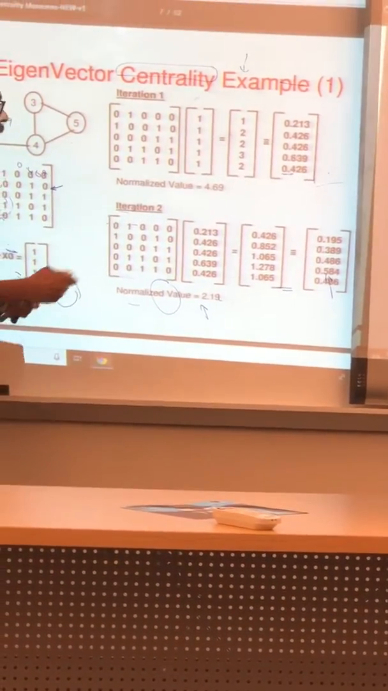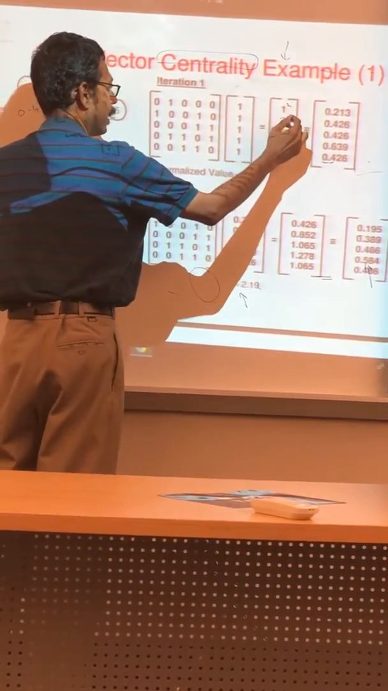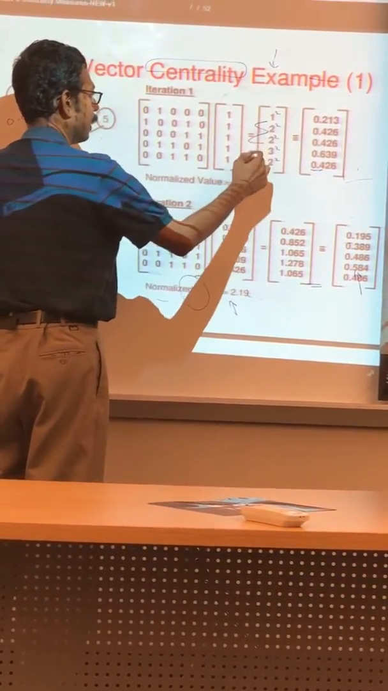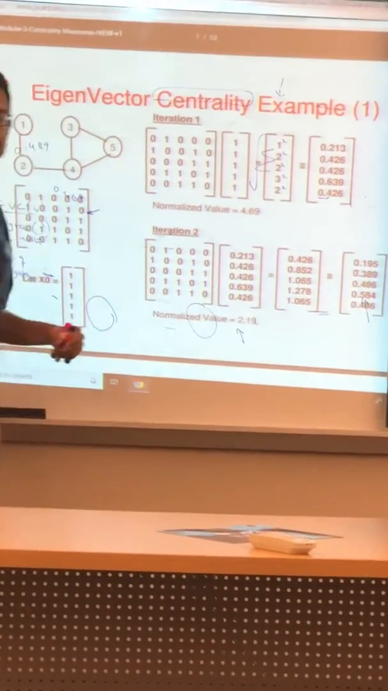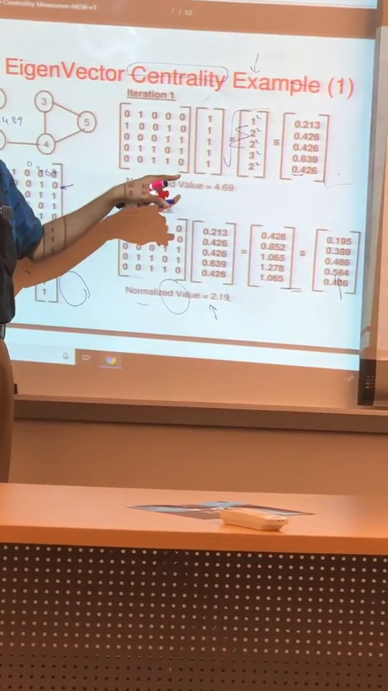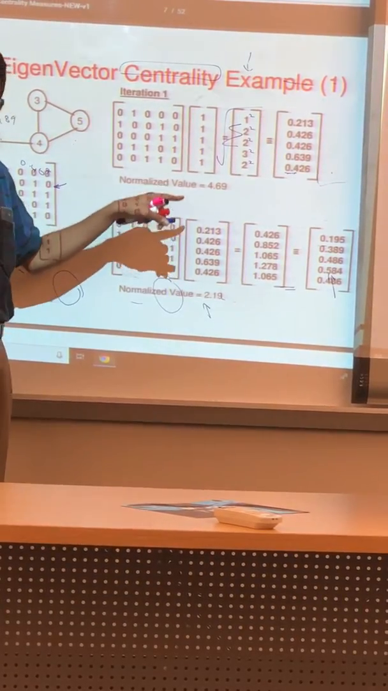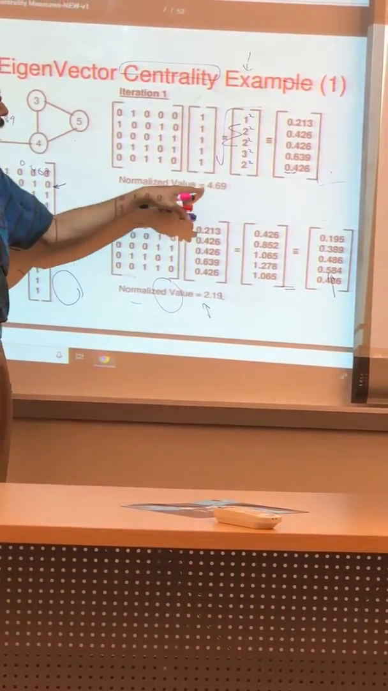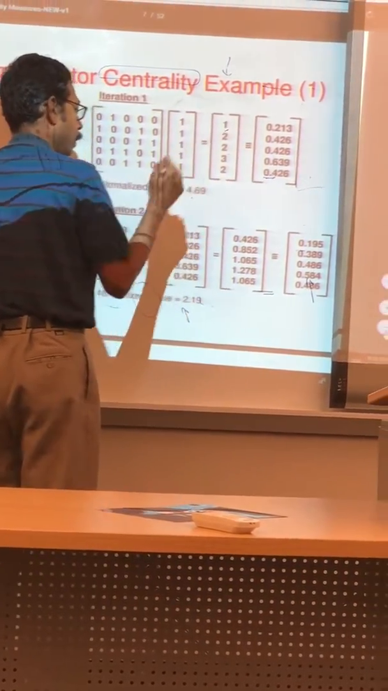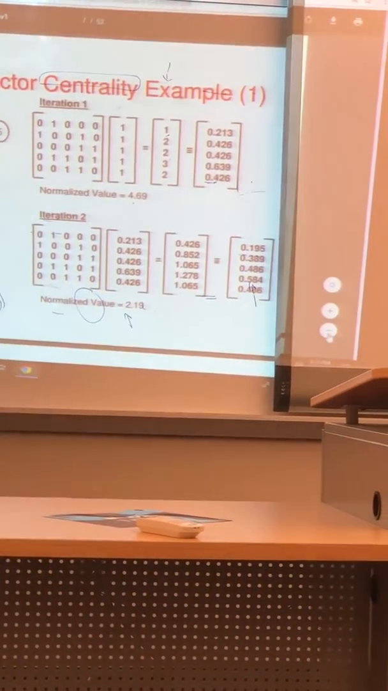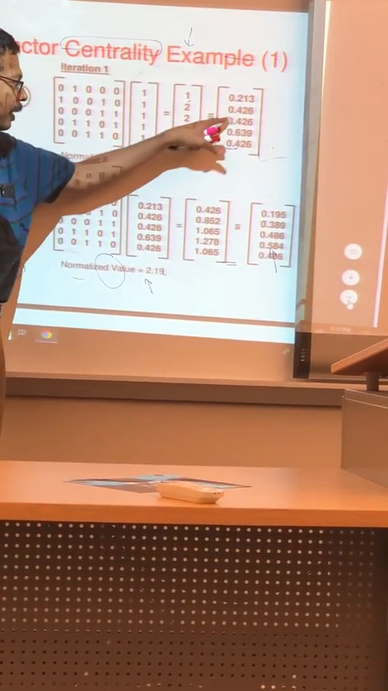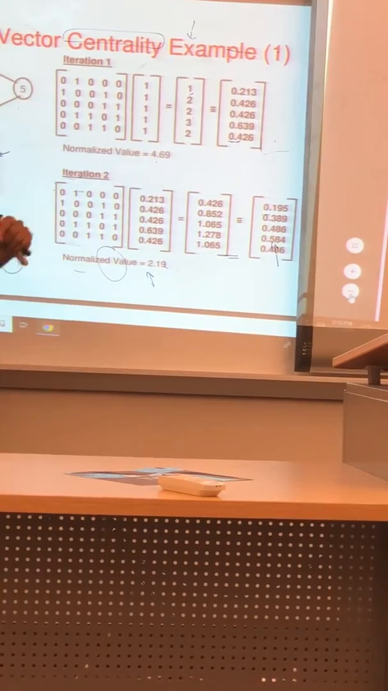So again, how do you normalize? Square these entries, sum all of the squares, and take a square root. That's going to be 4.69. Is that clear? Sum these squares, take a square root of that sum, and then divide each entry by the normalized value. So 1 divided by 4.69 is 0.213, 2 divided by 4.69 is 0.426, and so on.